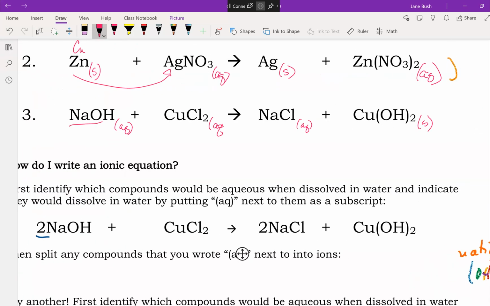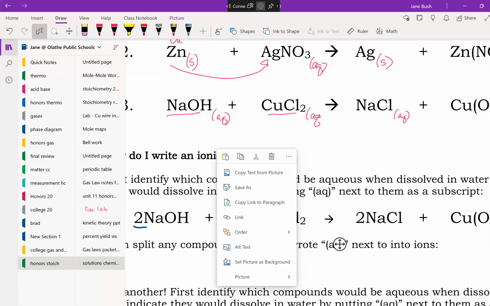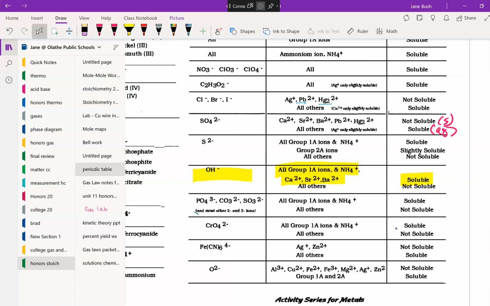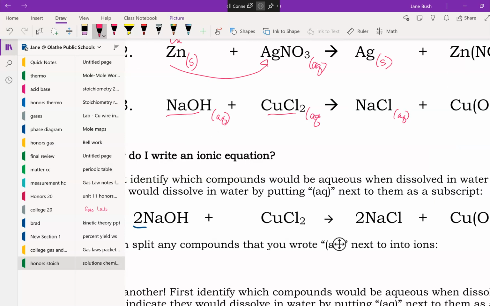Okay, so this first one is sodium hydroxide. So I go to my solubility table. Sodium is group 1A, so it's always soluble. So it's aqueous. The second one is copper 2 chloride. I go to the solubility table, and copper is always soluble except for lead, mercury, or silver. Copper isn't lead, mercury, or silver, so it is soluble.